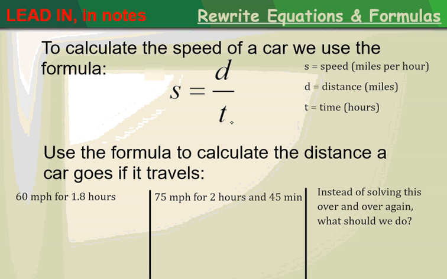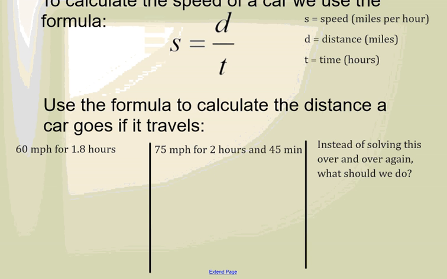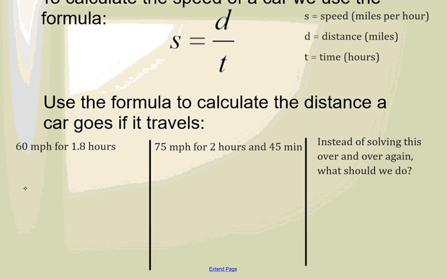So we're going to use that formula to calculate the distance a car goes if it travels 60 miles per hour for 1.8 hours. So in this formula, 60 is the speed, so I'm going to put that in for S. 60 is equal to the distance divided by 1.8.